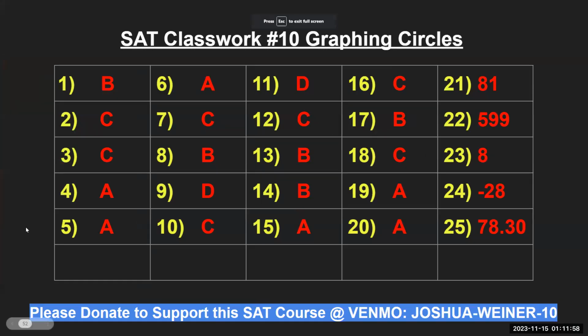So thank you for participating. Here come the answers to the Graphing Circles classwork. One was B, two was C, three was C, four was A, five was A, six was A, seven was C, eight was B, nine was D, 10 was C, 11 was D, 12 was C, 13 was B, 14 was B, 15 was A, 16 C, 17 B, 18 C, 19 A, and 20 was A. 21, 81, 22, 599, 23 was 8, 24 was negative 28, and 25 was $78.30.